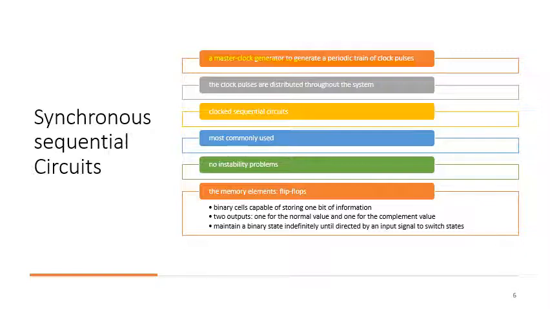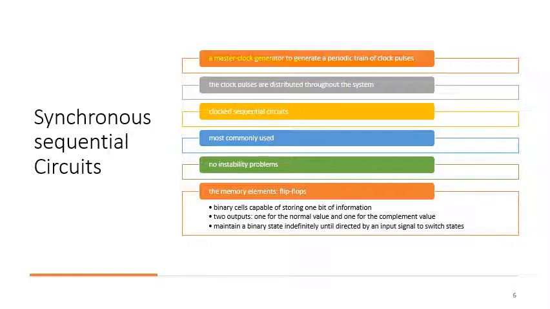No instability problems. We do have some sort of circuits that have instability problems where output is not stable enough, or we can say that the circuit is reacting in its undefined state or forbidden state. So in synchronous sequential circuits, we don't have those sorts of instability problems, because we are synchronizing our response of the circuit with some particular event or some particular value of the clock pulses that are being generated and provided to the circuit.